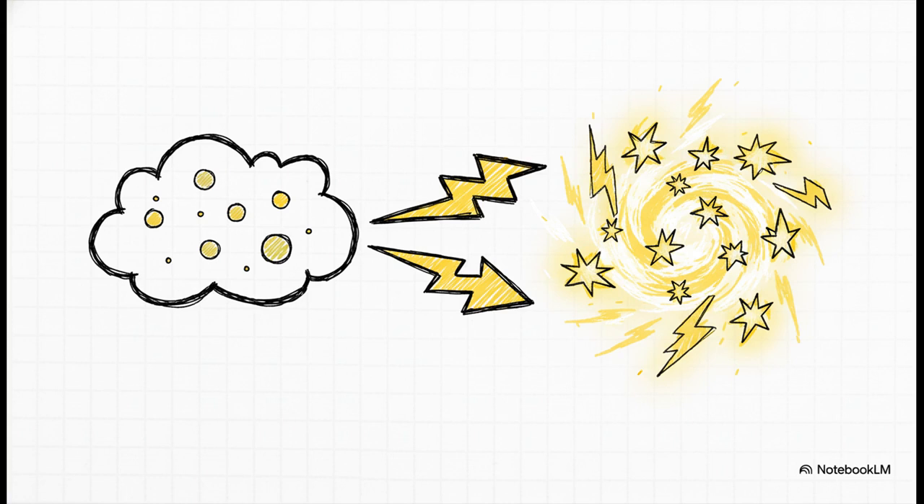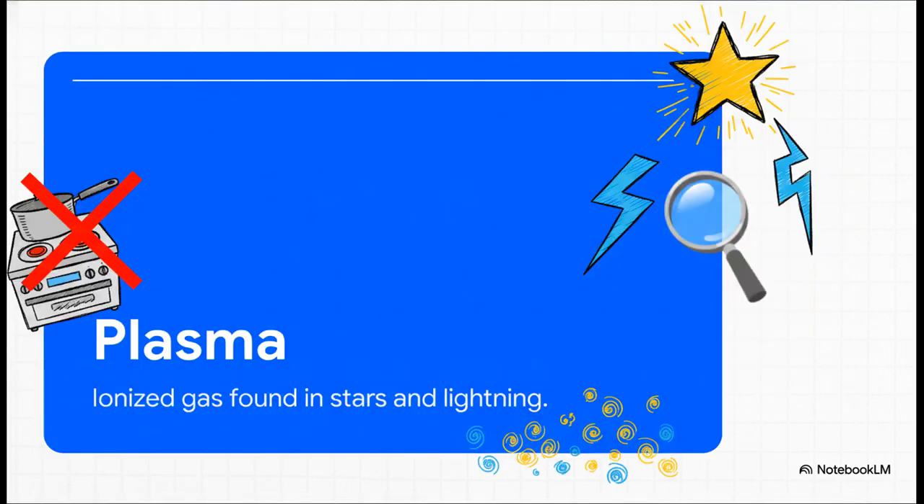But what if you take a gas and just crank the energy way, way up? Well, you get something totally different, something that's actually the most common state of matter in the entire universe. And that would be plasma. You can think of it like a supercharged electrified gas, where the atoms themselves have been broken apart. Now, you're not going to find plasma in your kitchen, but you see it in the most powerful places imaginable. It's what powers our sun and all the stars, and it's that flash of lightning you see in a thunderstorm.